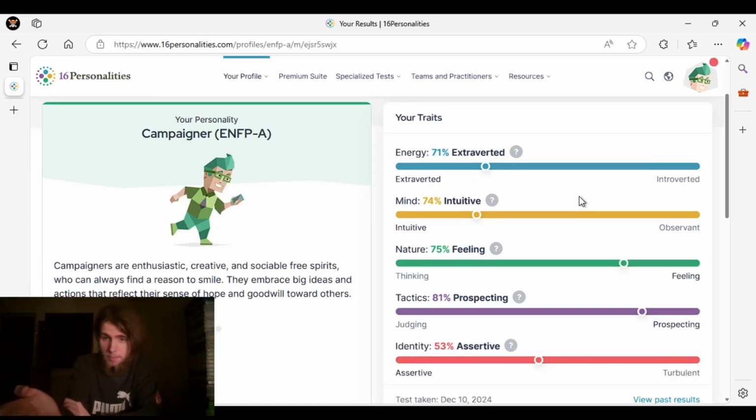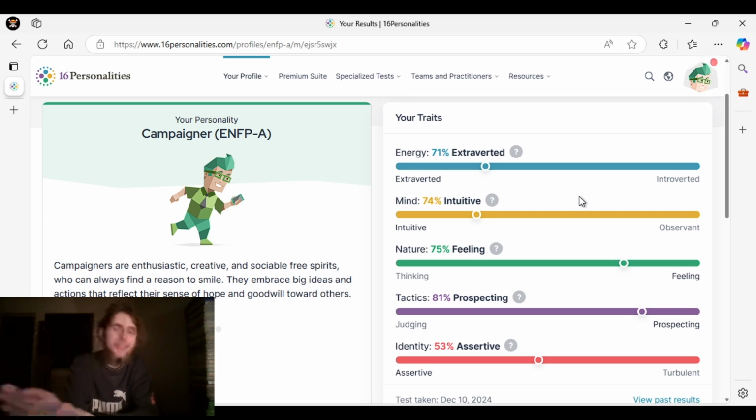But yeah, I'm more extroverted. I love being around people. And I'm not talking about the internet, because that is as introverted as you can get.